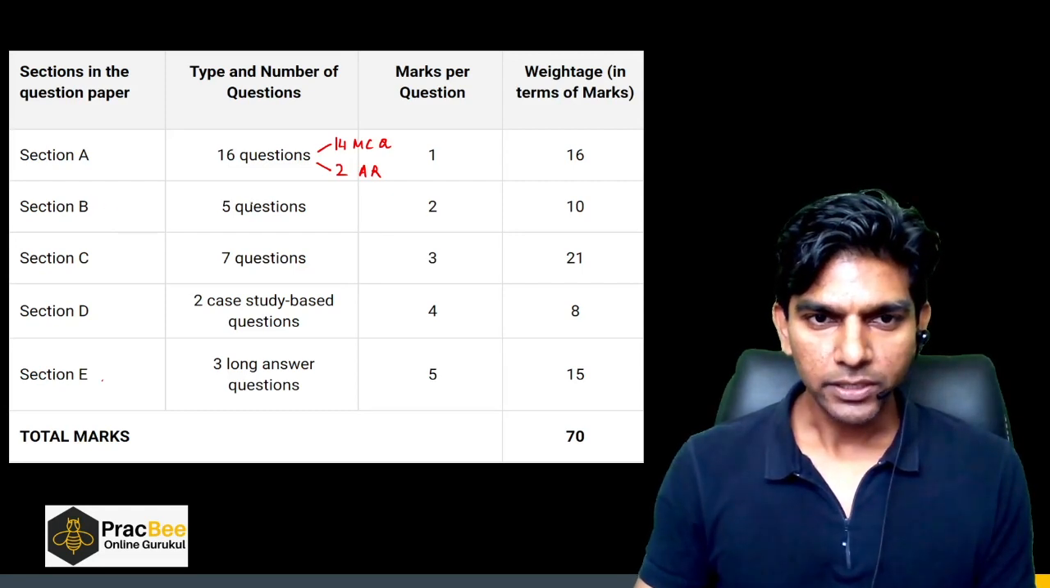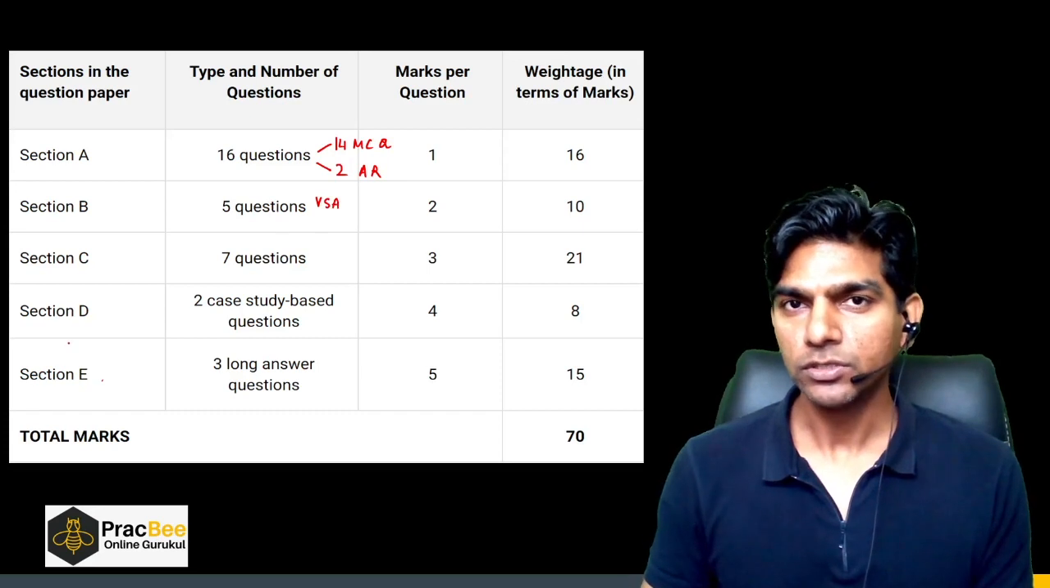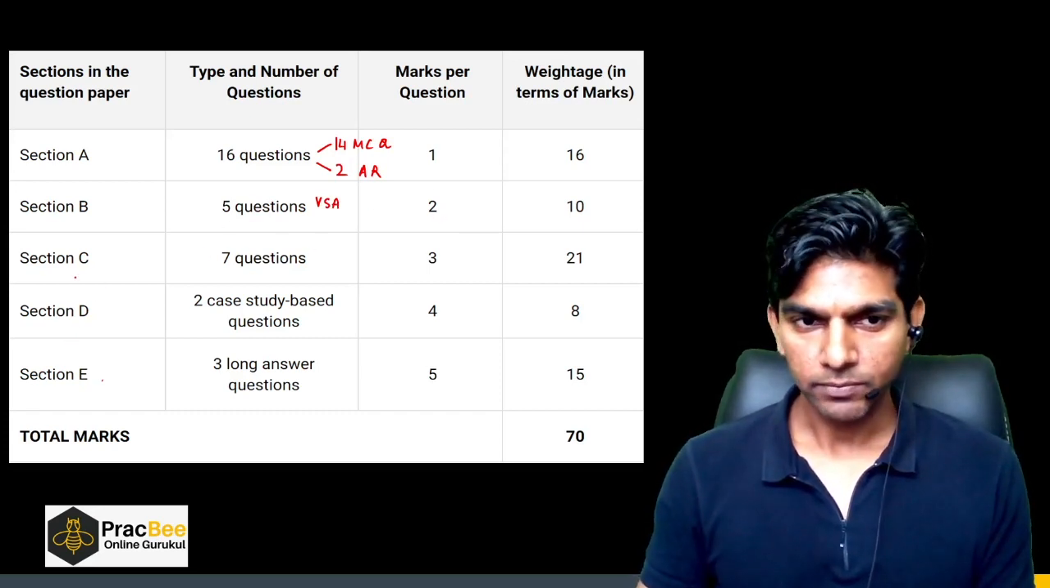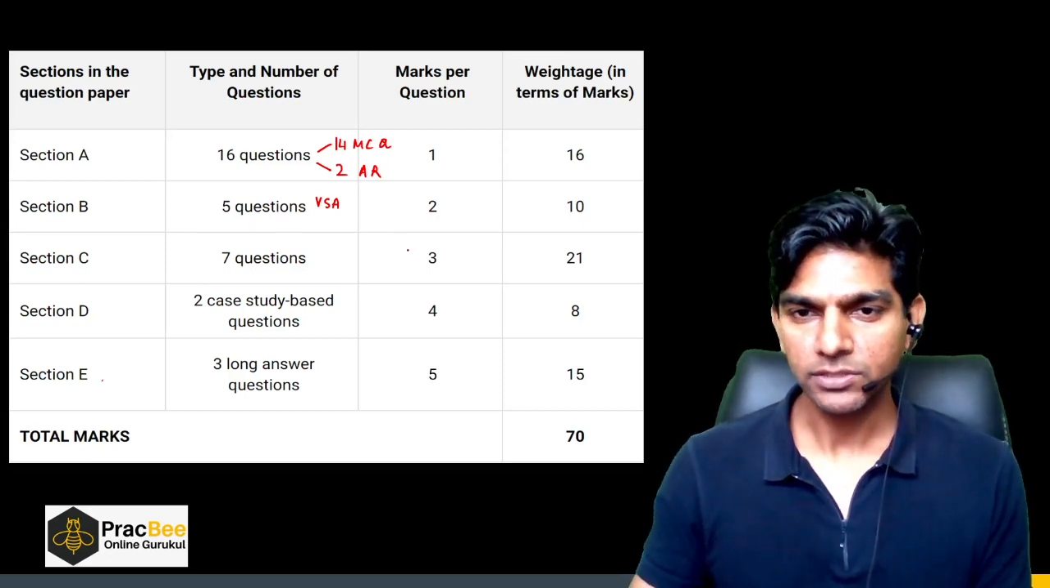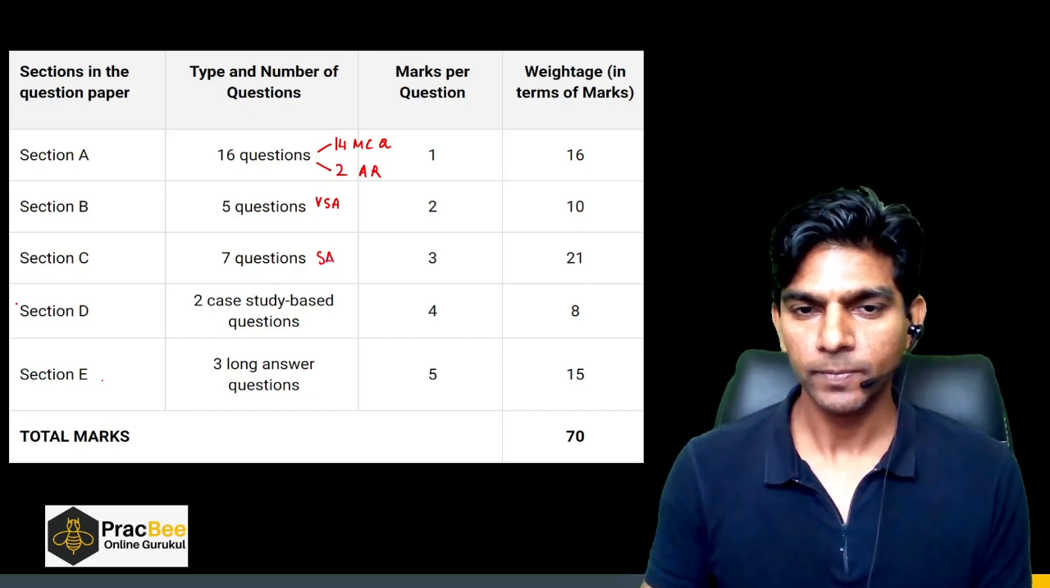In section B, there will be 5 questions. I would say it is very short answer type questions, and each question carries 2 marks. In section C, there will be 7 questions and each question will carry 3 marks. I would say it is short answer type questions.